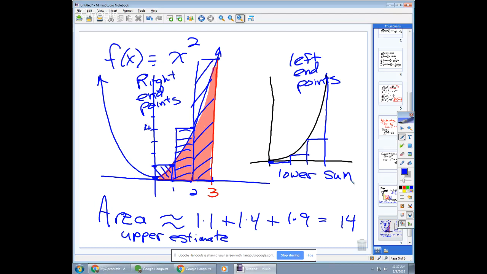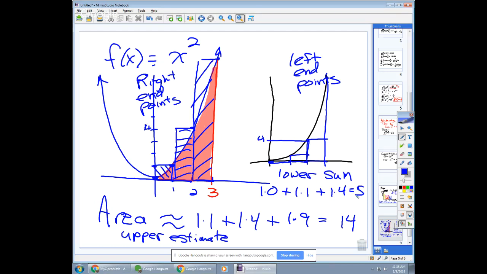So let's see, what would the lower sum here be anyway? It would be 1 times 0 plus 1 times 1 plus 1 times, we're evaluating there at, 1 times 4. So then the lower estimate here is 5. So the actual area is somewhere between 14 and 5.